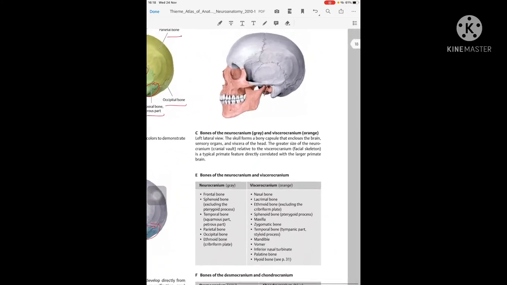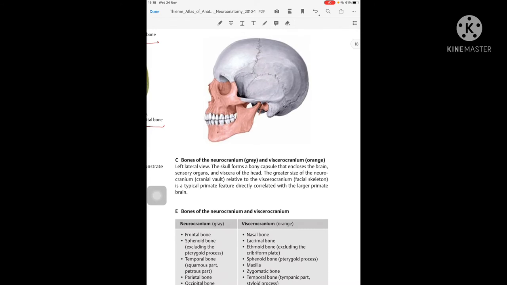Then we talk about the next diagram. It's the C part. The orange part is the viscerocranium, and the gray color is the neurocranium. Mainly, if we see the left lateral view, the skull forms a bony capsule that encloses the brain, sensory organs, and viscera of the head. The greater size of the neurocranium and cranial vault relative to the viscerocranium, the facial skeleton, is a typical primate feature directly correlated with the larger primate brain.